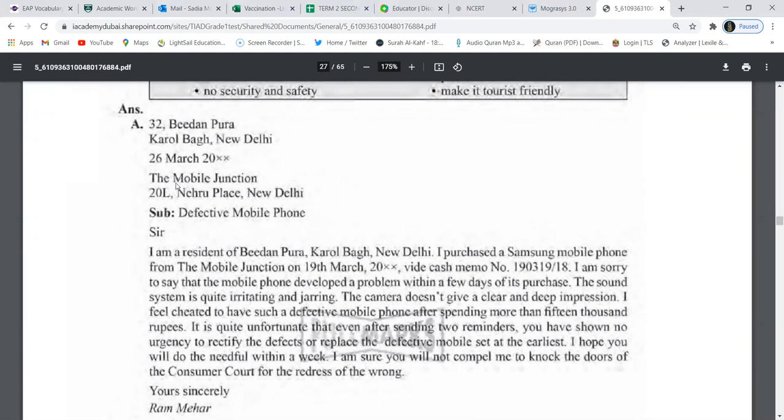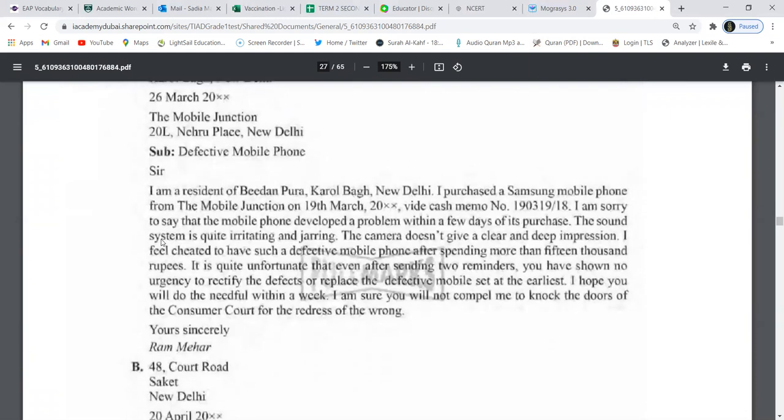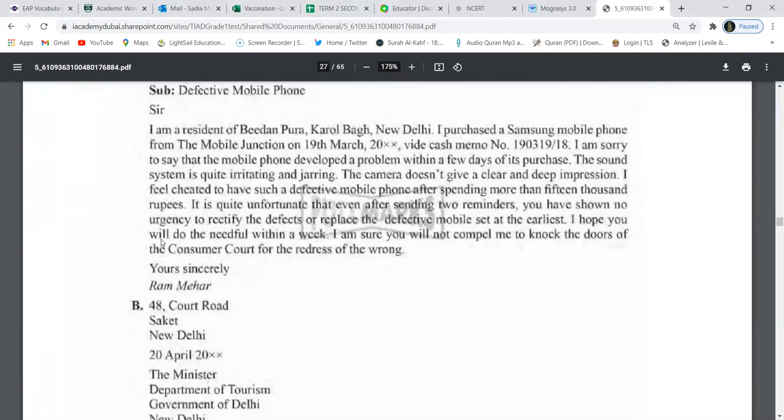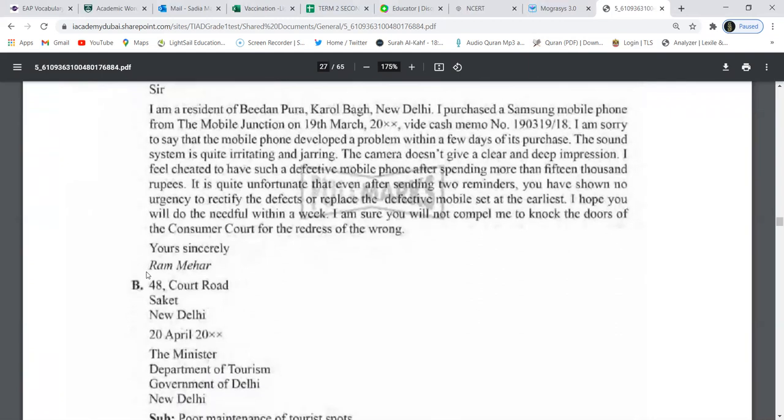And look at this, the is added. Again, the address should include country. Subject should be written after the salutation. There should be at least 3 paragraphs, introduction, body and conclusion. And at the end, the name should be written in brackets in capital letters. You can see the signature, but under that, name should be written again.